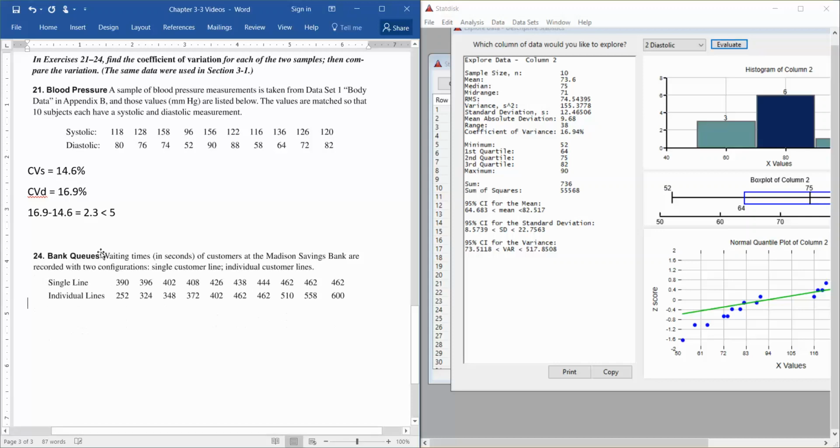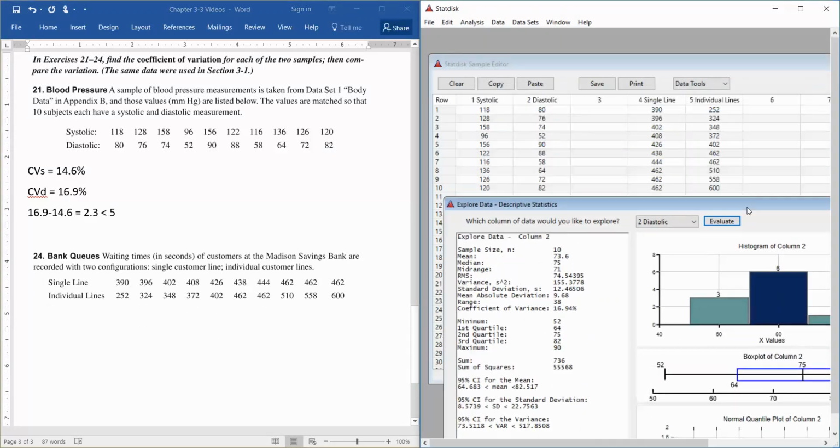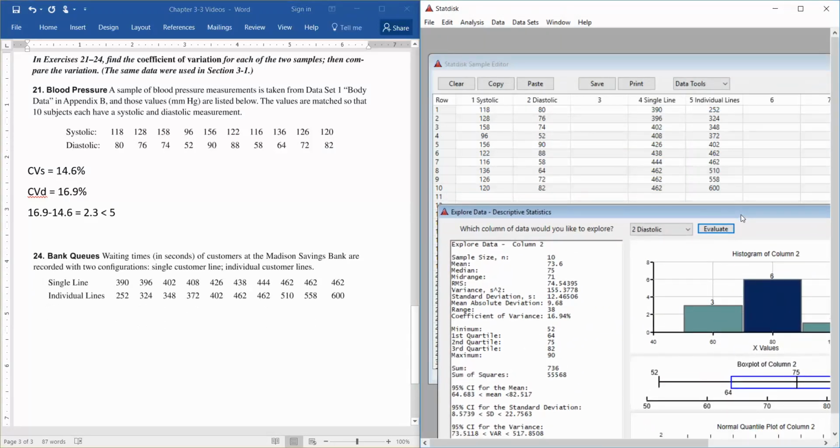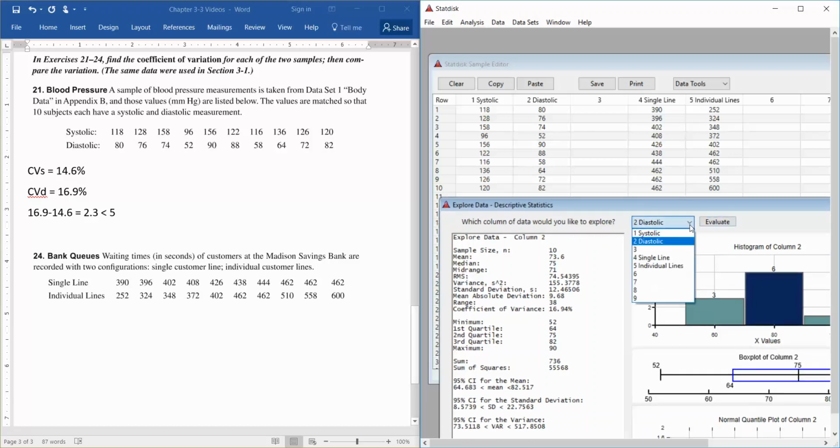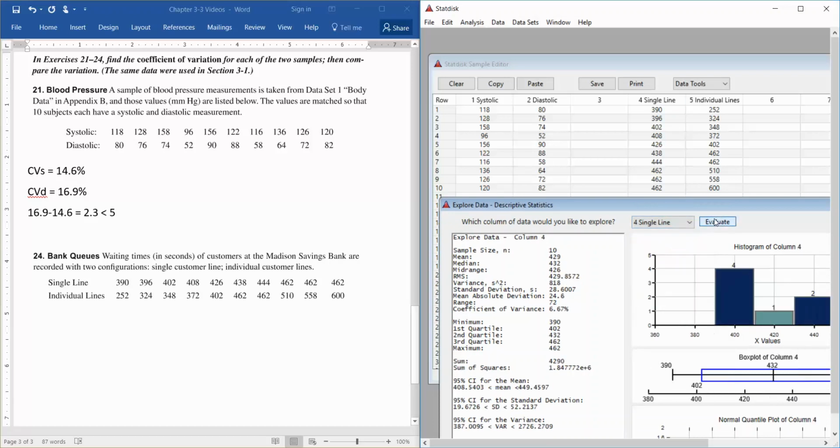Taking a look at another case down here with the bank queues. So we have two setups. There's the top setup where everybody gets in a single line and goes to the next available teller. And then there's the individual lines where each teller has their own line. And they want us, again, to compare the variation of these two populations. So type in the data, and we'll run it for the single line.